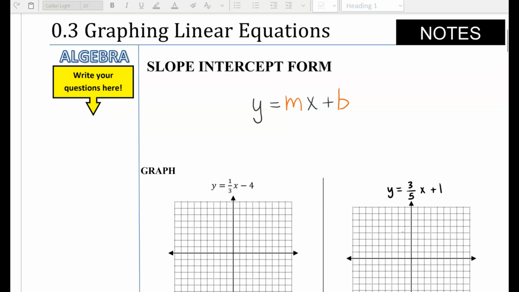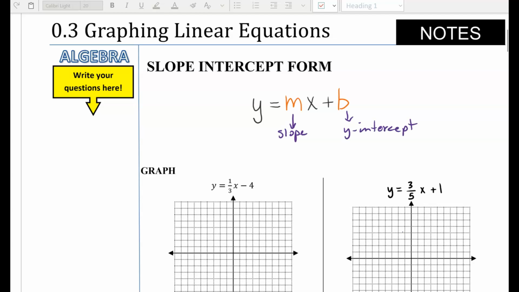Now if there's no number in front of the x, then that just indicates an understood 1. So you can have 1x if you have x all by itself. And then plus b, and b does not have a variable with it. The m and the b in this equation are just standing for numbers. Okay, so the m, the number in front of the x, is the slope of our line. The b is the y-intercept for our line.